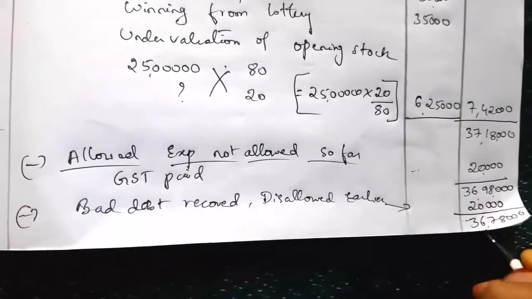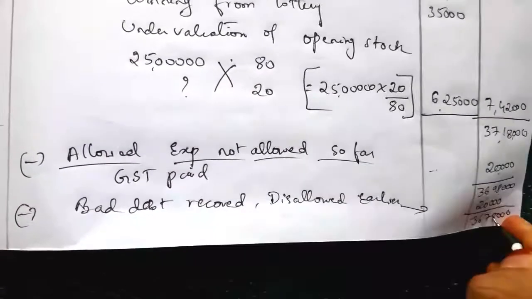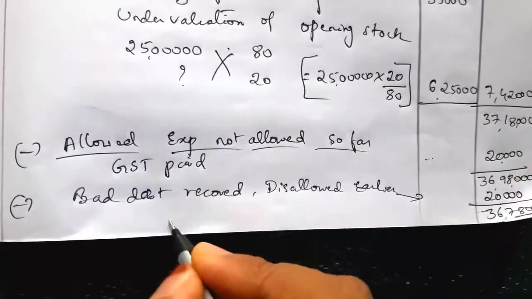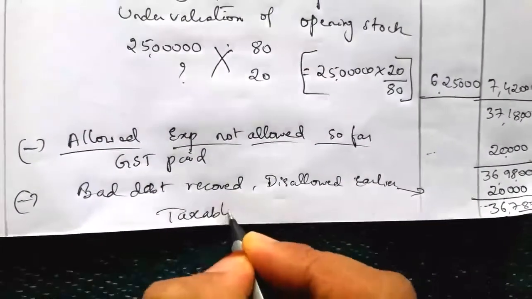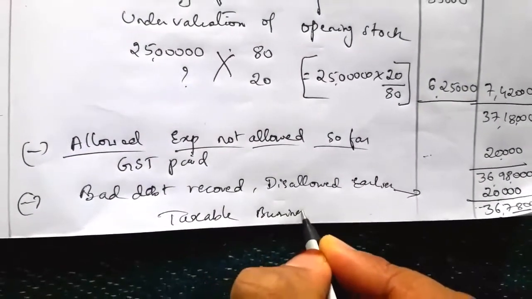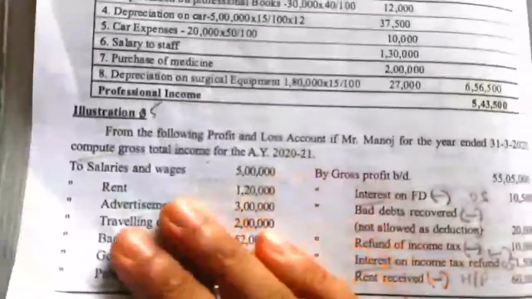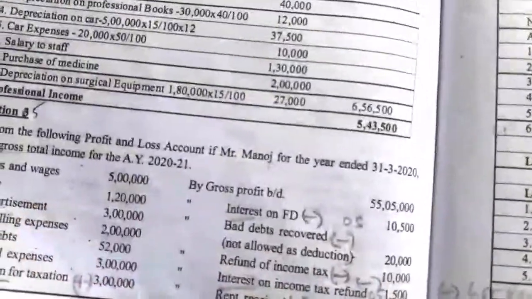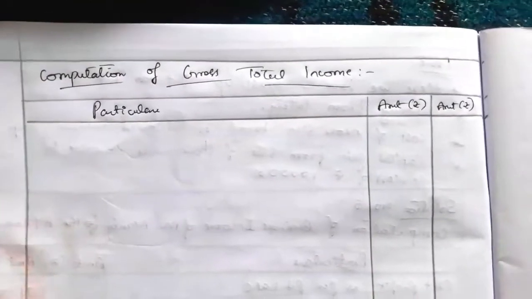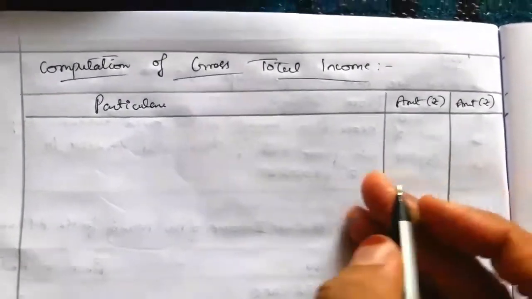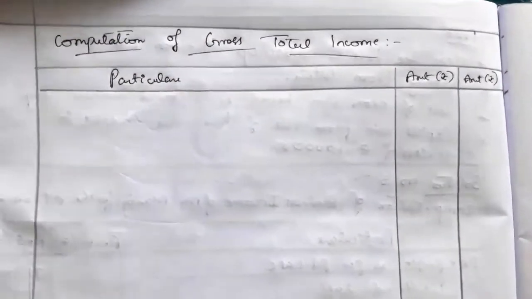36,78,000. So this is nothing but taxable business income. Here, along with the business income, they asked to compute the gross total income. So we'll calculate the gross total income. Write the heading: computation of gross total income, with particulars and two amount columns.